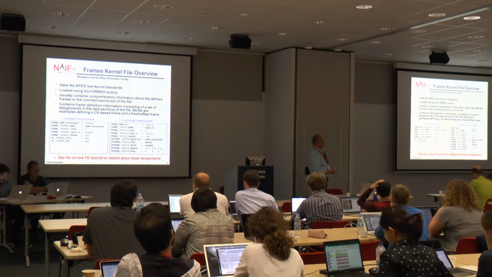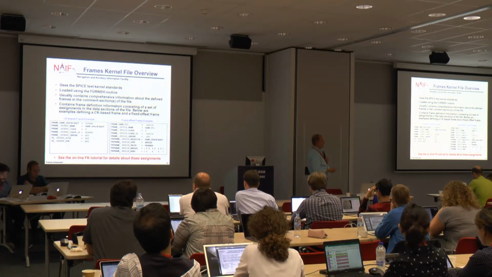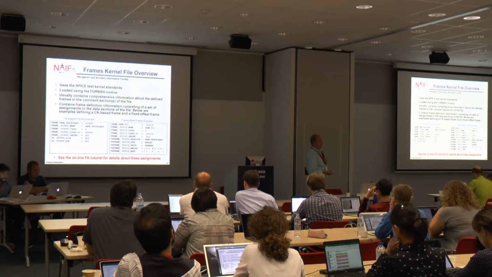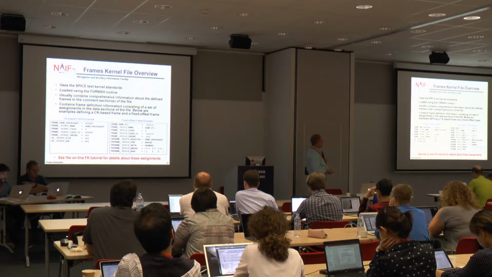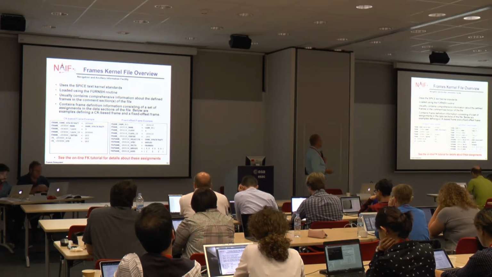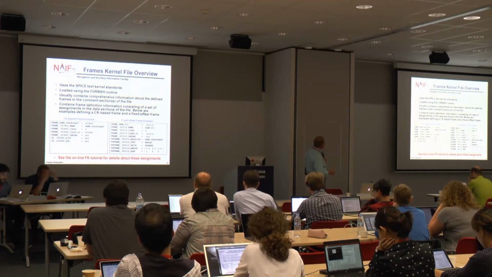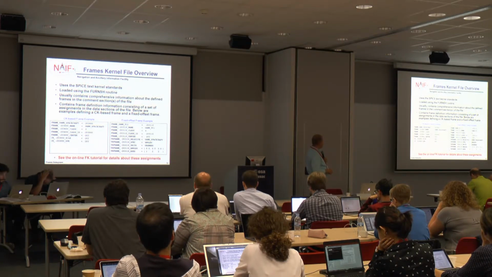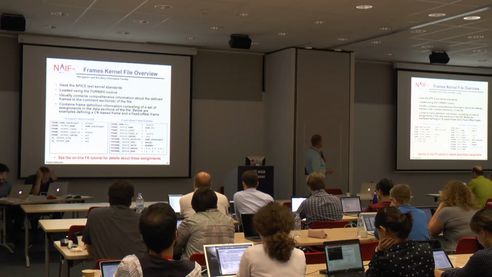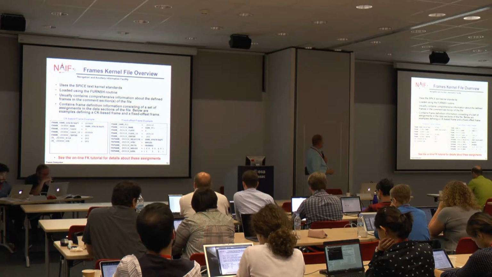For example, with the Z-axis pointing along the high gain antenna direction, and the X-axis pointing towards the instrument deck or something like it. It contains frame definition information consisting of a set of assignments in the data sections of the file, and here's a couple of examples. Here's a CK-based frame example and a fixed offset frame example.